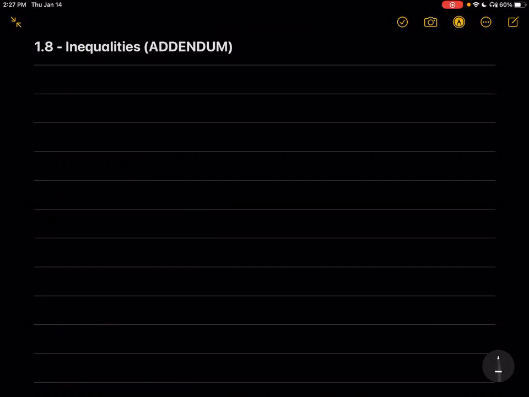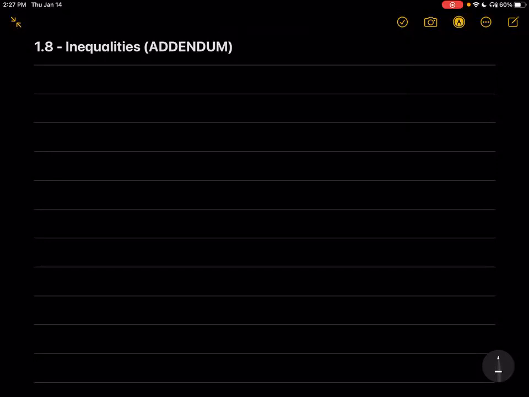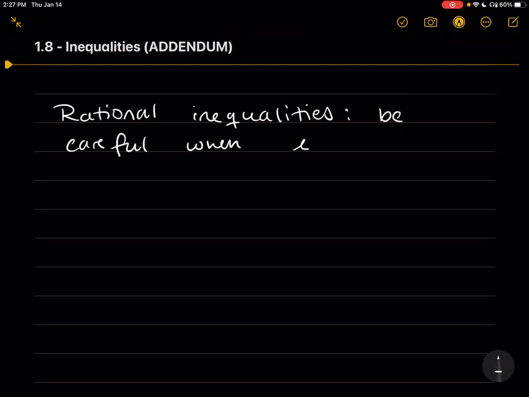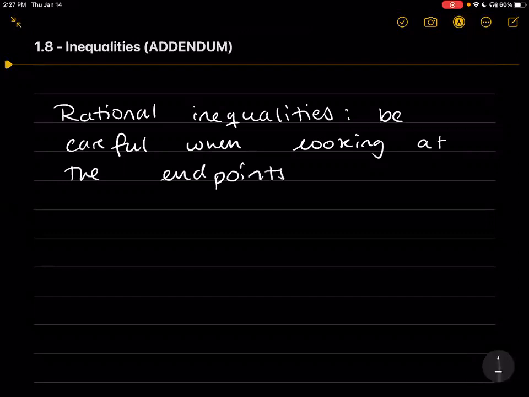I realized that I glossed over a detail about rational inequalities that's important to note and will come up in your homework. And it is this. For rational inequalities, and remember, that's when you've got a polynomial over a polynomial and you've got an inequality, be careful when looking at the endpoints of your intervals.